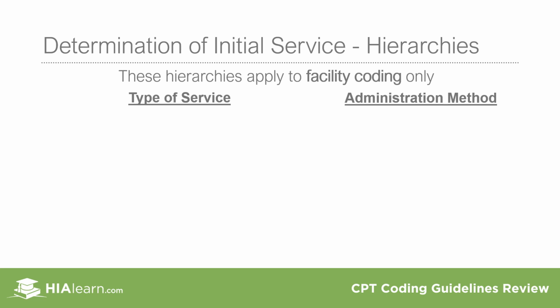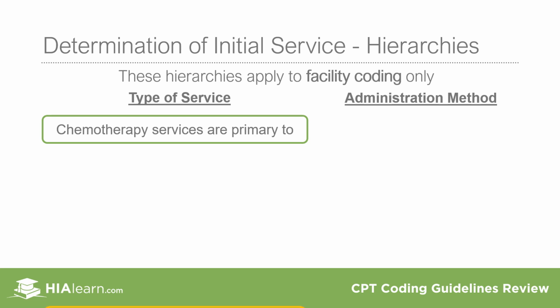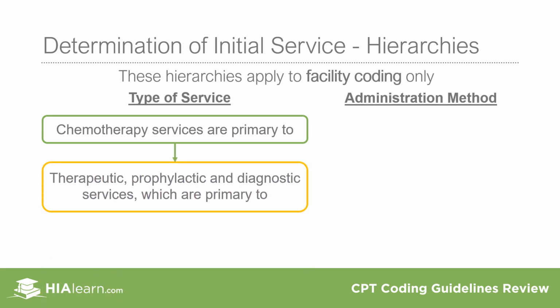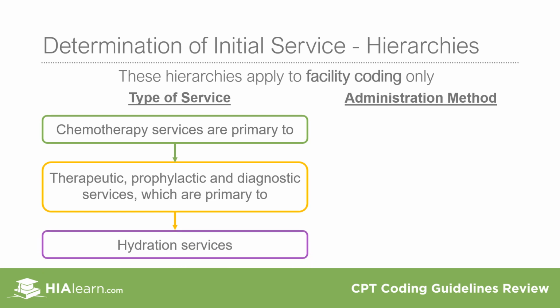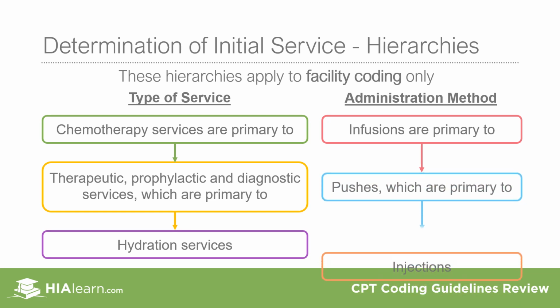When coding for a facility, determination of which service is initial is based on a hierarchy of services and methods of administration. For services, chemotherapy services are primary to therapeutic, prophylactic, or diagnostic services, which are primary to hydration services. For administration methods, infusions are primary to pushes, which are primary to injections.